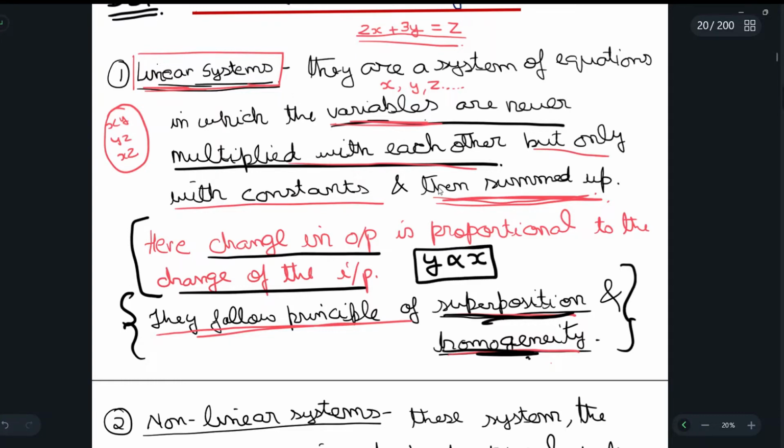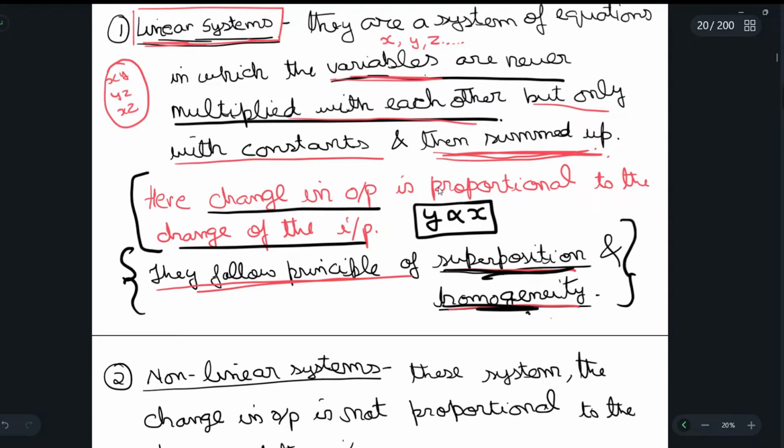So let me give you an example of a linear system. Say we have this equation, y of t is equal to t into x of t. So this is a linear equation, as this constant t is multiplied by x and the change in x is directly proportional to the output. That is, whatever the change in the output, it will be directly proportional to the change in the input. So this is an example of a linear system.